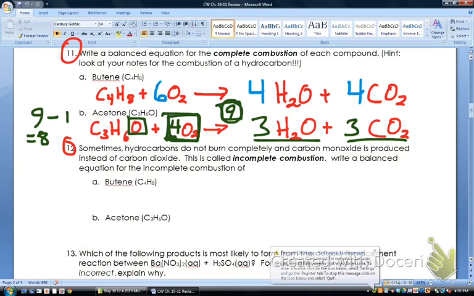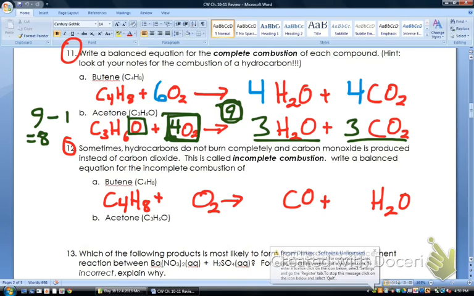Now, for problem number 12, we're going to set it up the same way. We have C4H8. It's a combustion reaction. This time it's an incomplete combustion reaction. So we are going to be reacting it with oxygen still. That does not change. The thing that changes is that instead of producing CO2, how we did in the last problem, we now are just producing carbon monoxide, CO. But our other product that we're going to be producing is water. So that part stays the same as well.